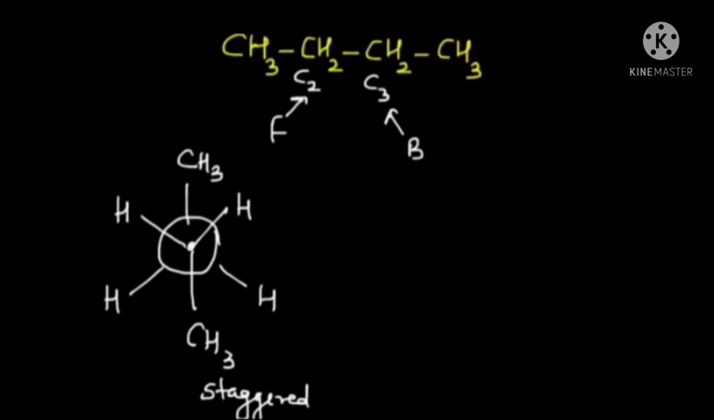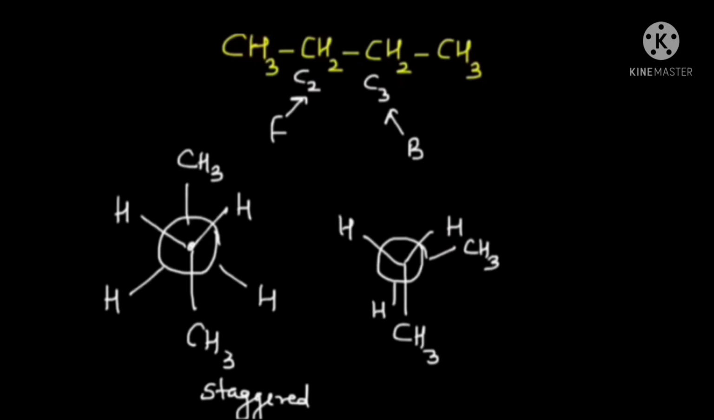What if I rotate the back carbon by 60°? I'll get something like this. So the first carbon will contain 2 H groups and 1 CH3. But now due to rotation, the CH3 will come over here. The H will be behind the CH3 and another H will come here. Now these groups are in front of other groups. So we call this position the eclipsed position.